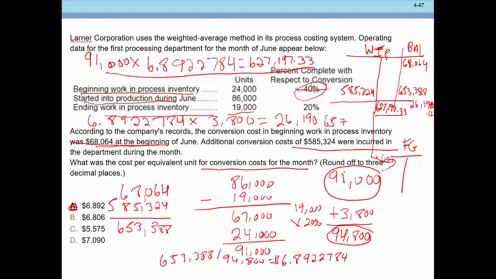How do we check that? Take the 3,800 equivalent units times that big, long, irrational number, and that gives us the verification of the ending inventory.